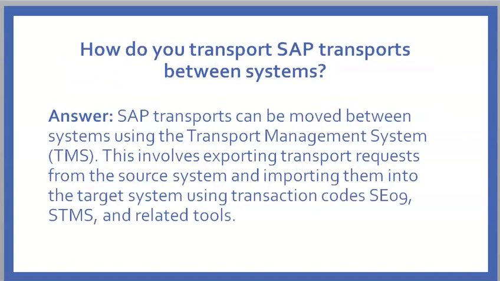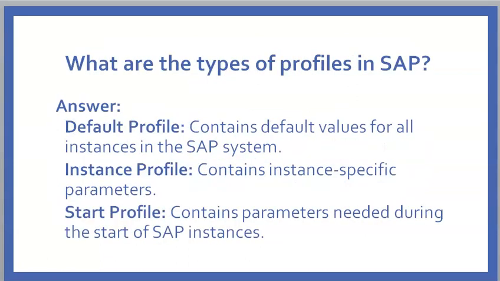How do you transport SAP transports between systems? Answer: SAP transports can be moved between systems using the Transport Management System. This involves exporting transport requests from the source system and importing them into the target system using transaction codes SE09, STMS, and related tools.